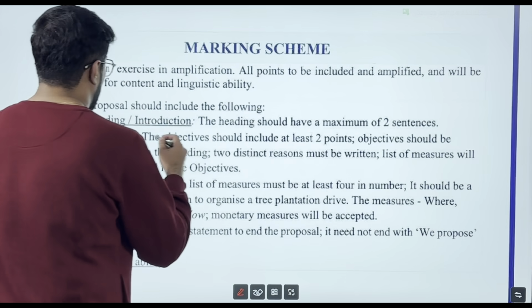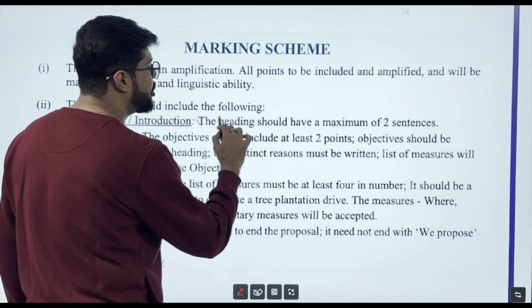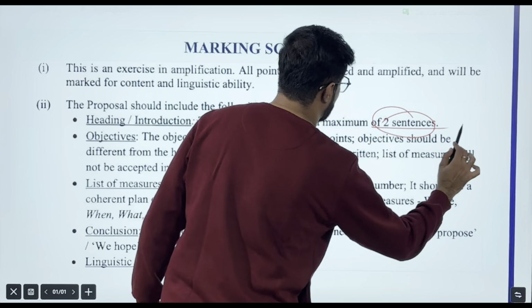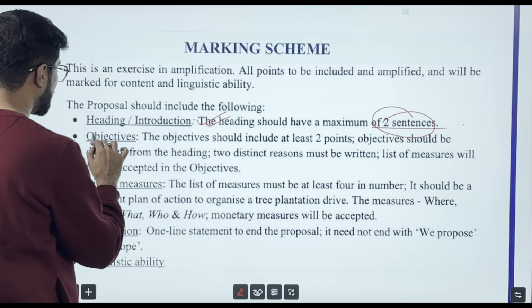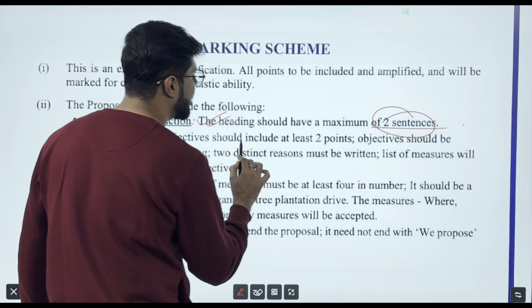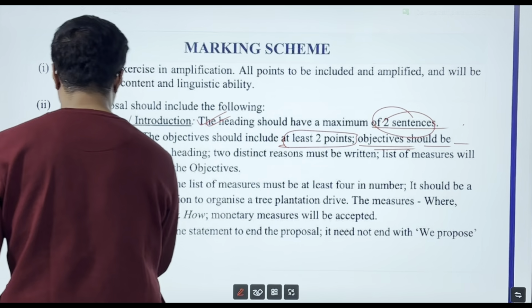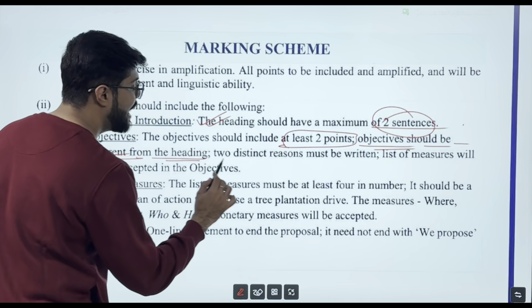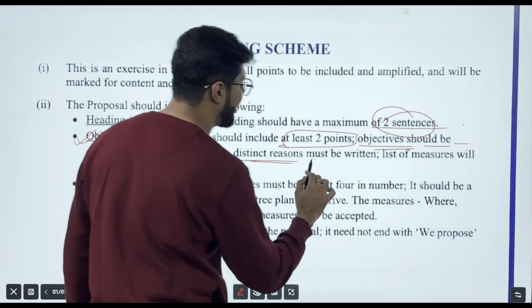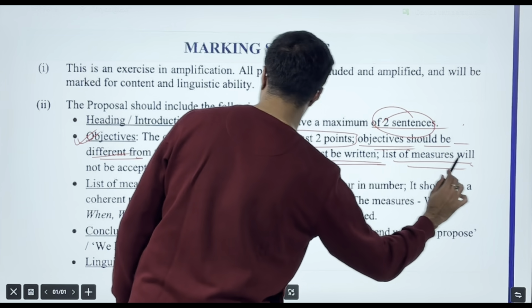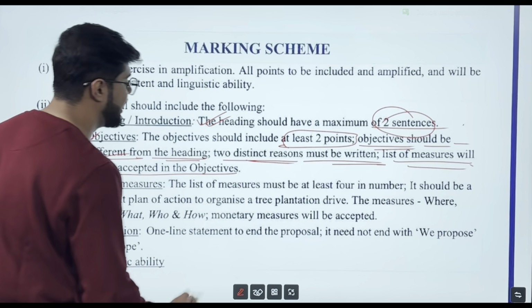So what is written in the marking scheme? The heading should have a maximum of 2 sentences. Very important. Second, the objective should include at least 2 points. The objective should be different, distinct from the heading, and 2 different, distinct reasons must be written, and the list of measures will not be accepted in the objective.